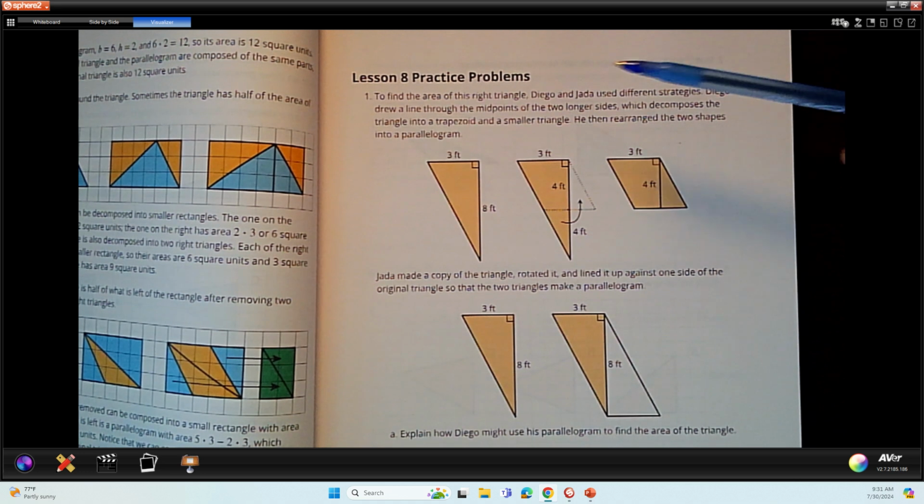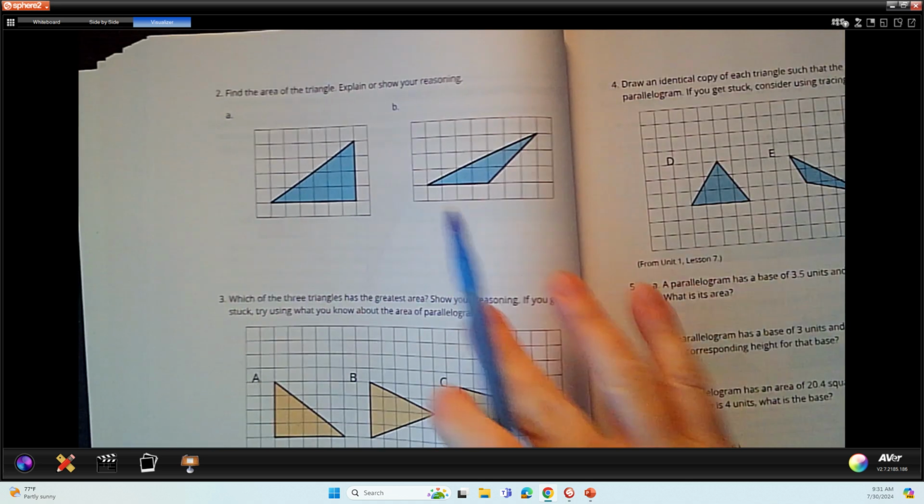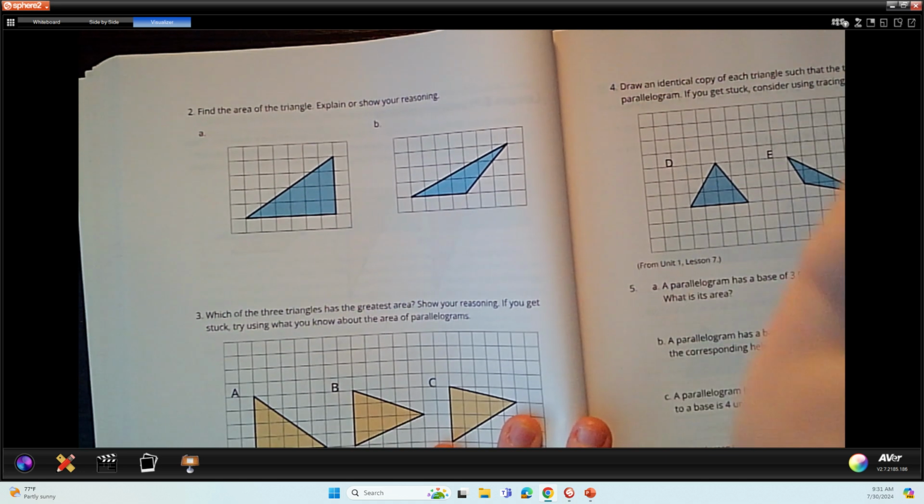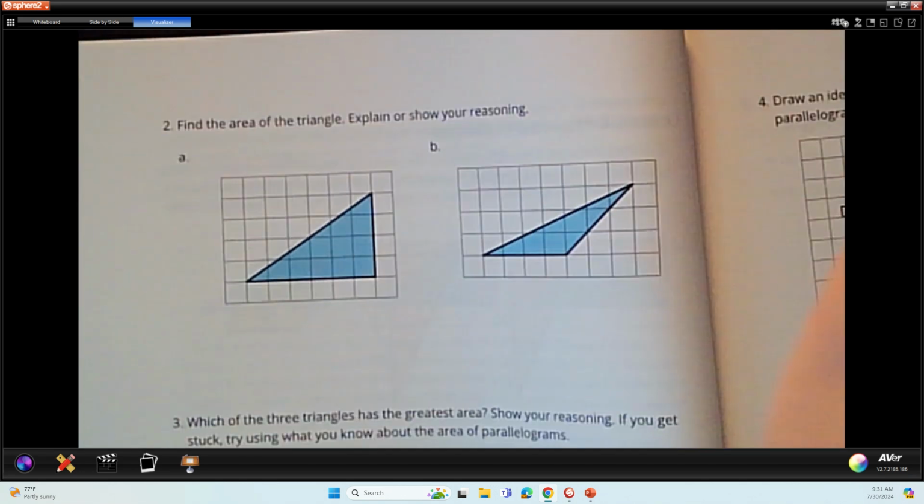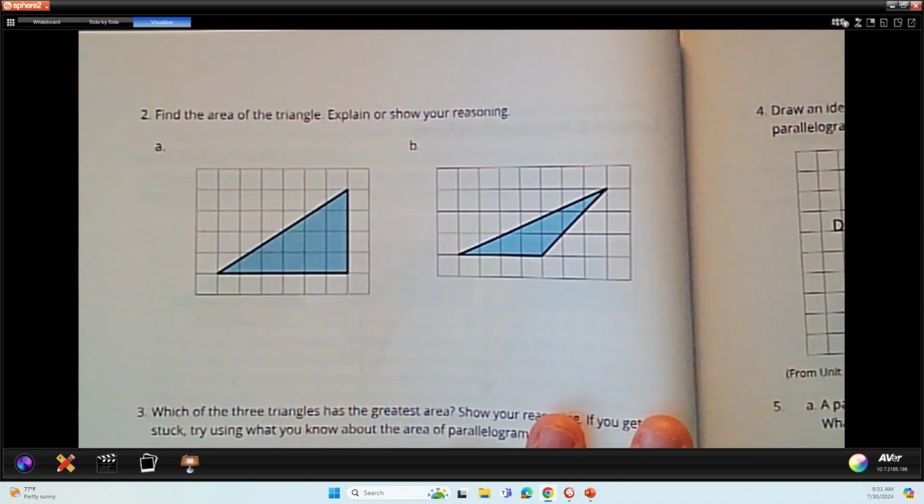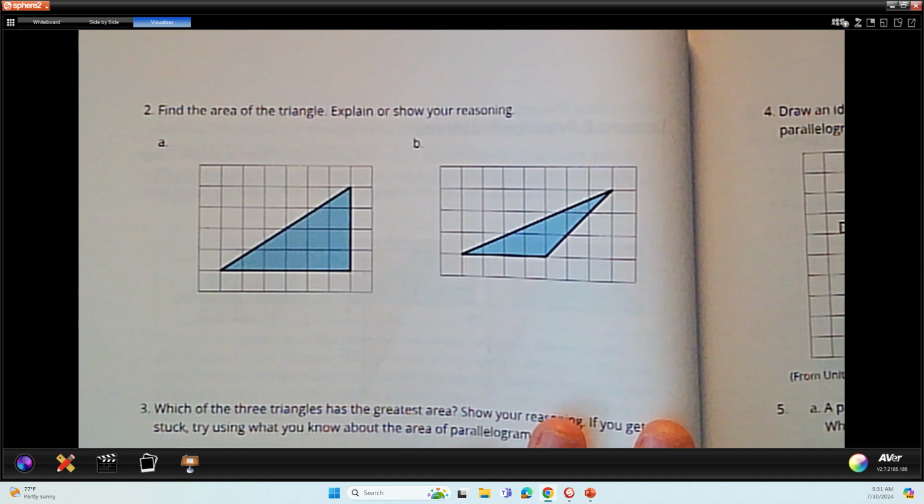In this video, we're going to take a look at Lesson 8, Practice Problems. We are going to skip number 1 and move on to question number 2, where you're going to have to find the area of the triangles. There's 2 different triangles here. It says explain or show your reasoning, so you could use words or you could show your work.